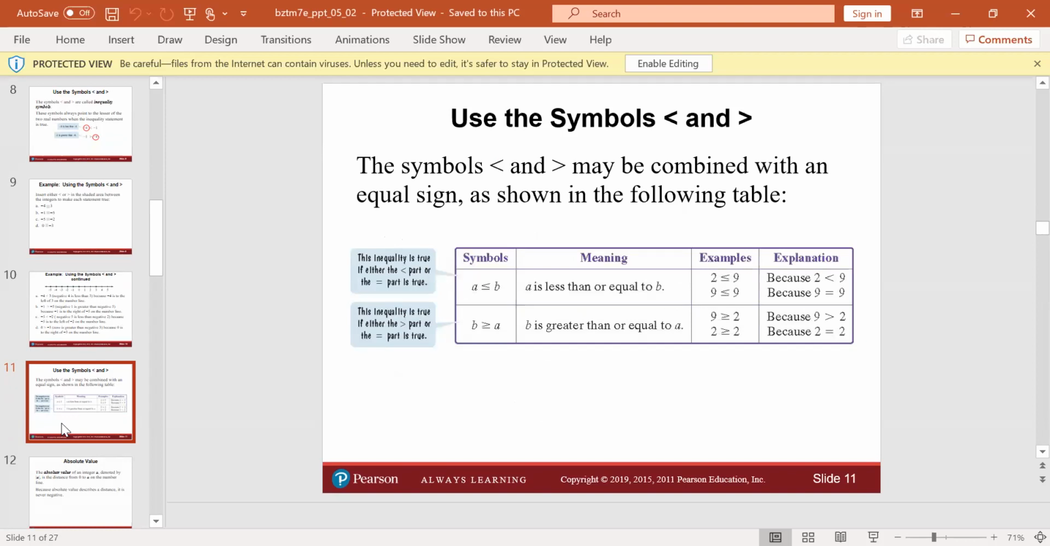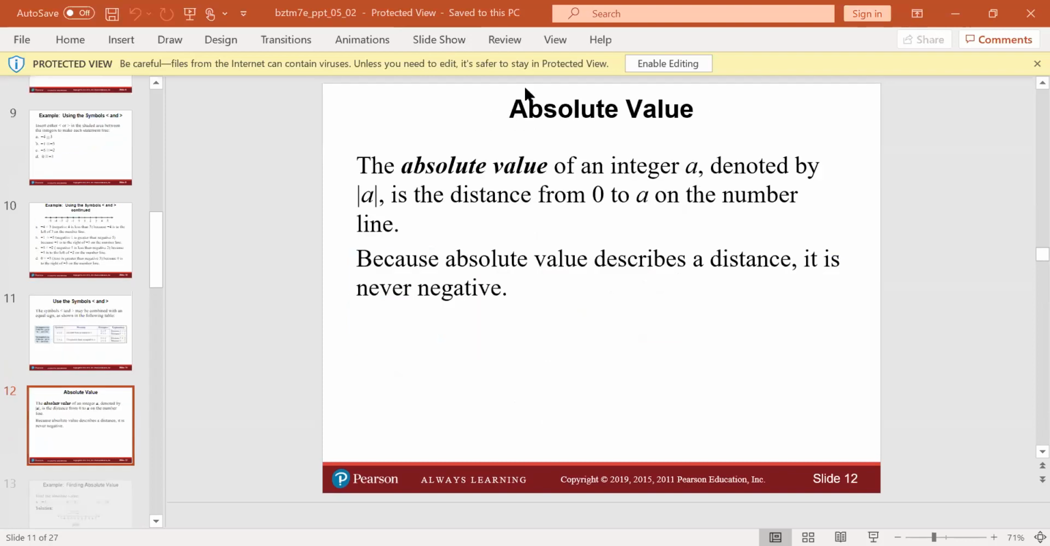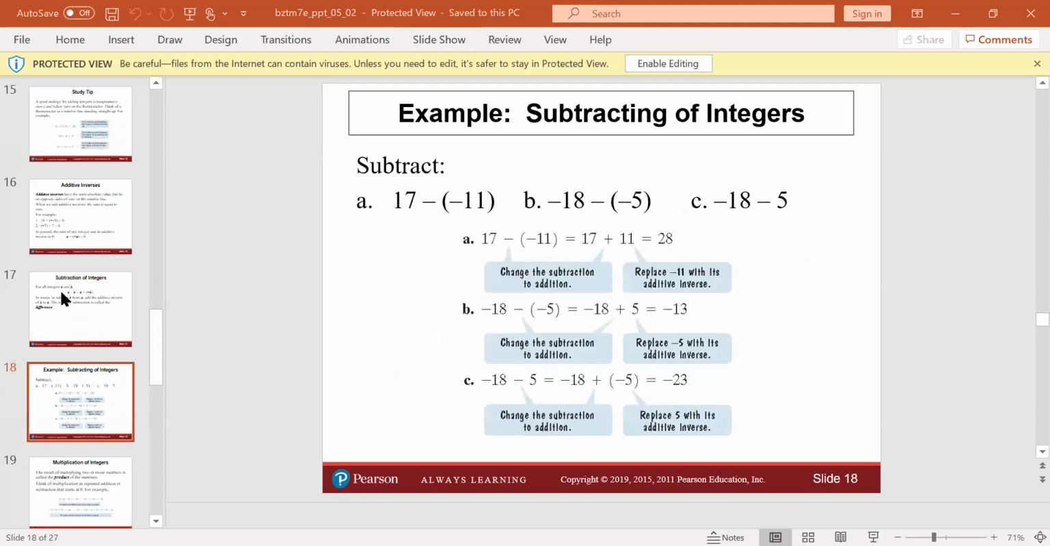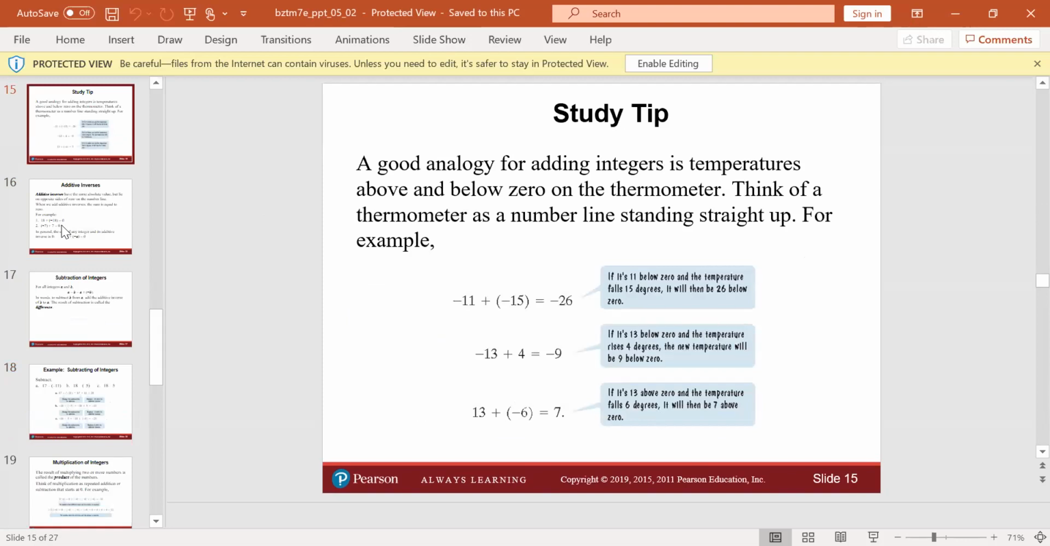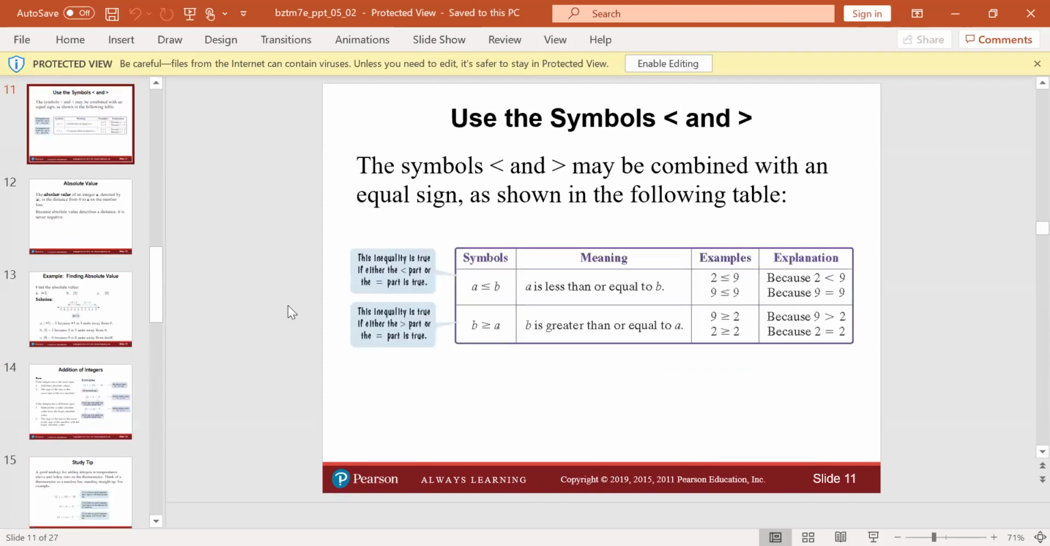So we have the less than symbol. We have the greater than symbol. We have a couple other symbols that are going to just kind of fully make everything come together. What we have is the less than or equal to symbol, and the greater than or equal to symbol.